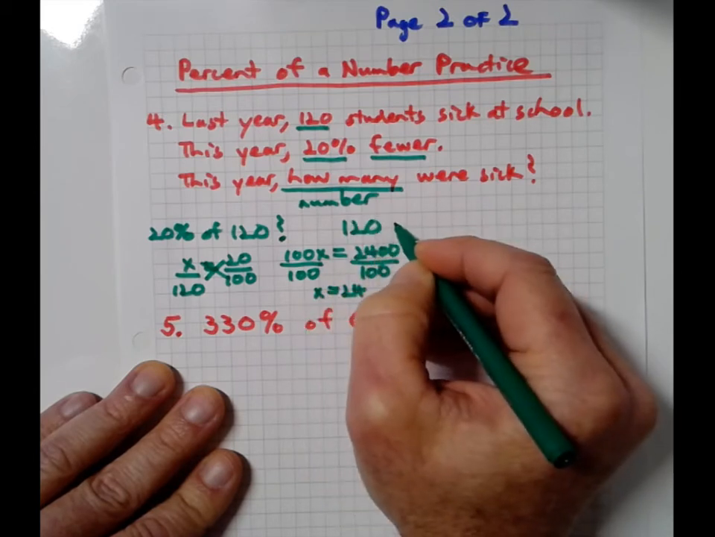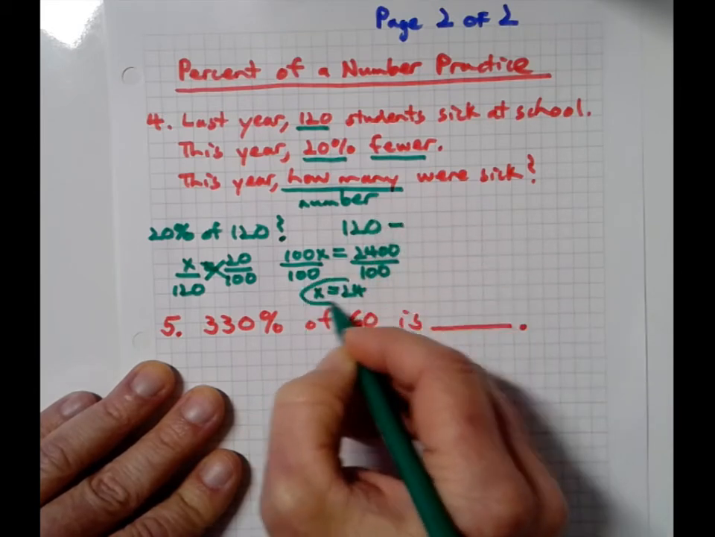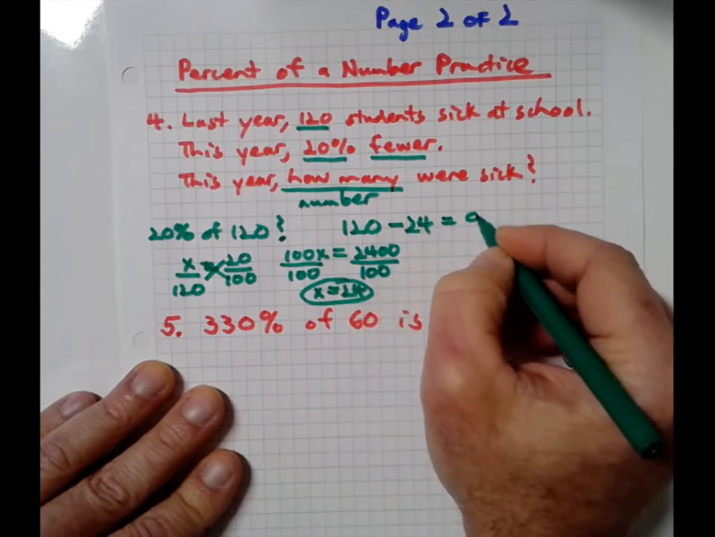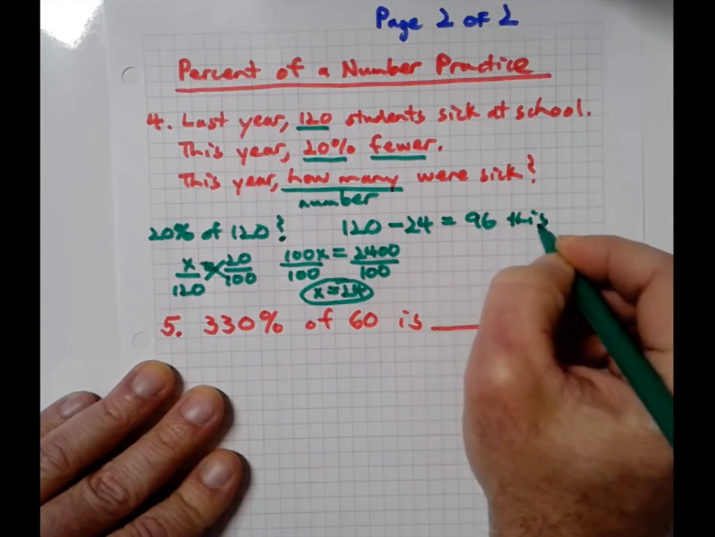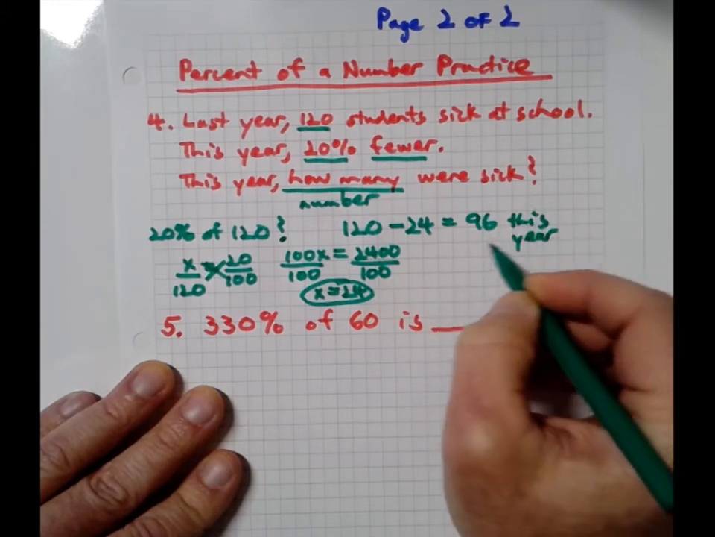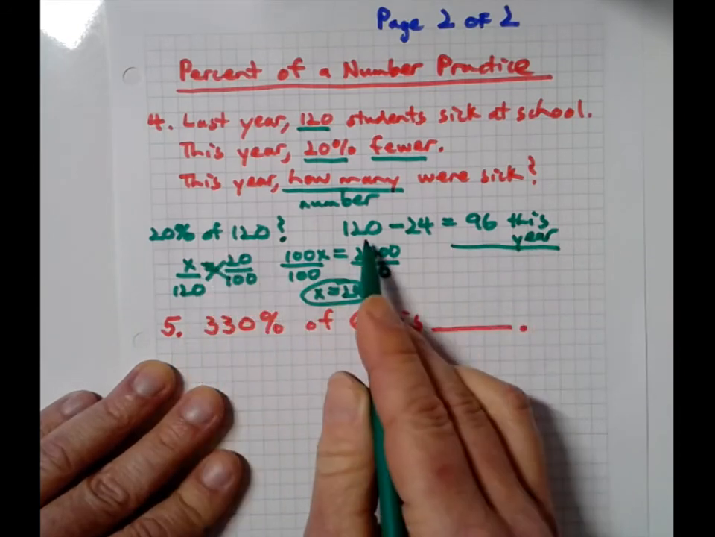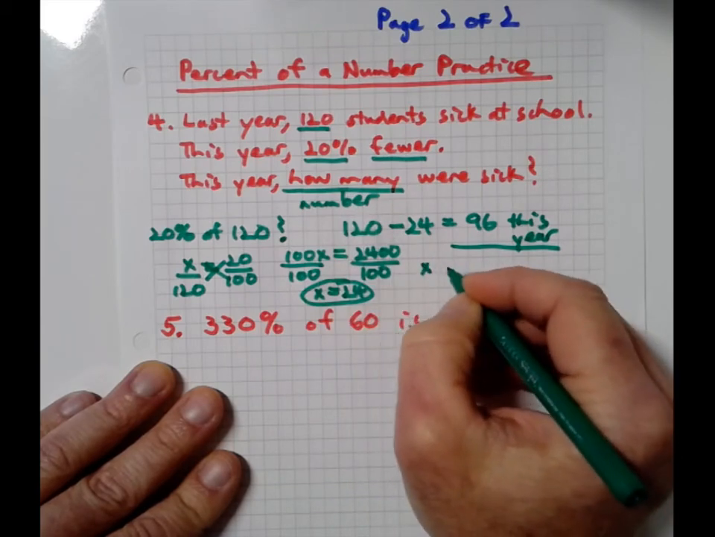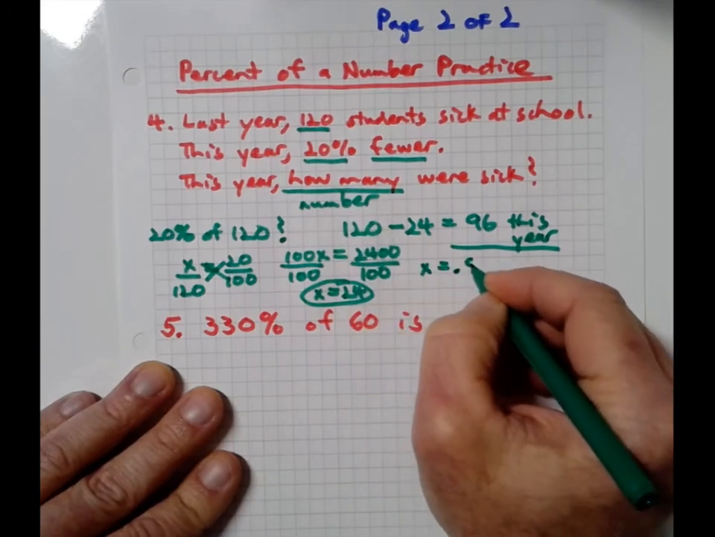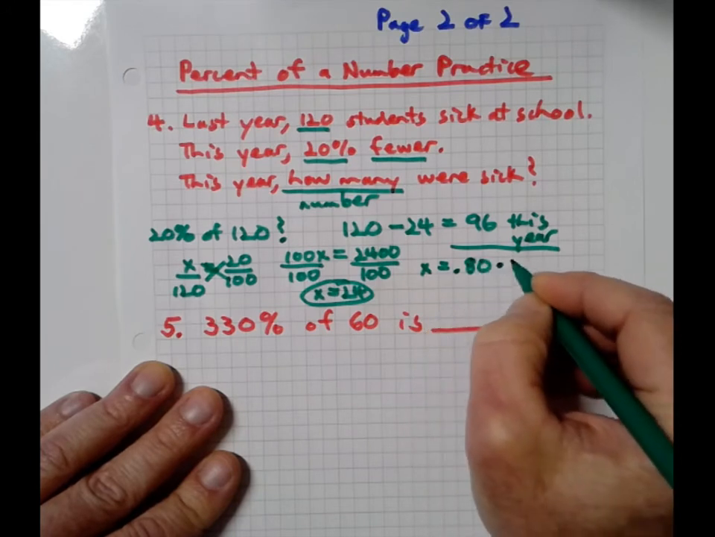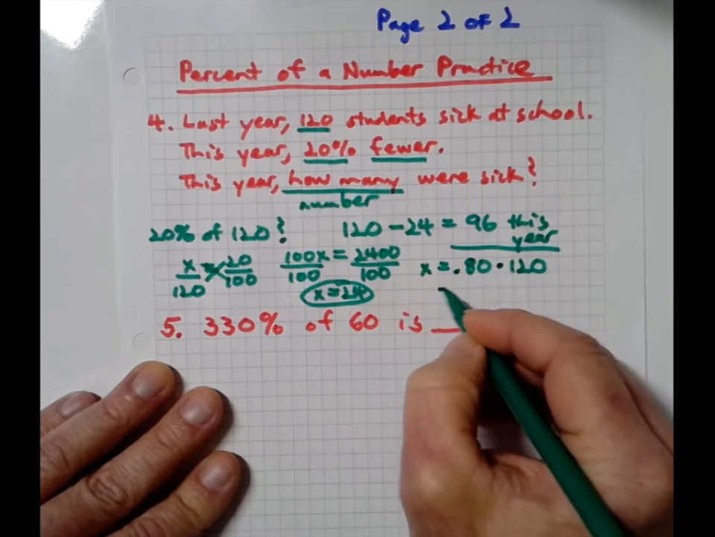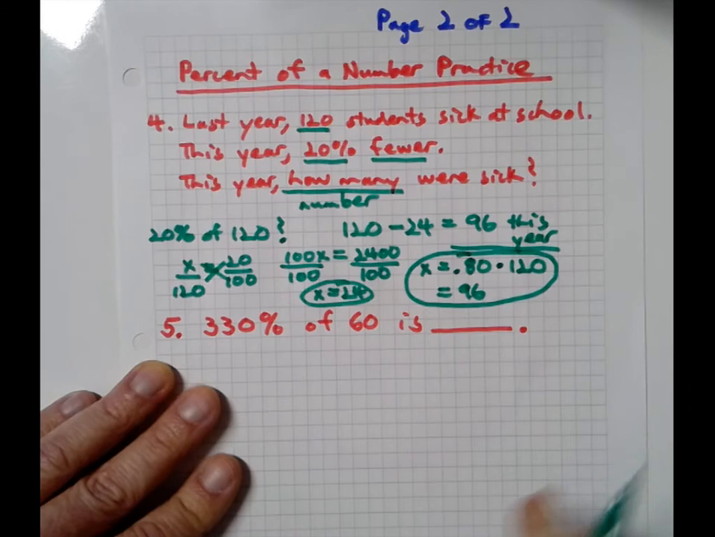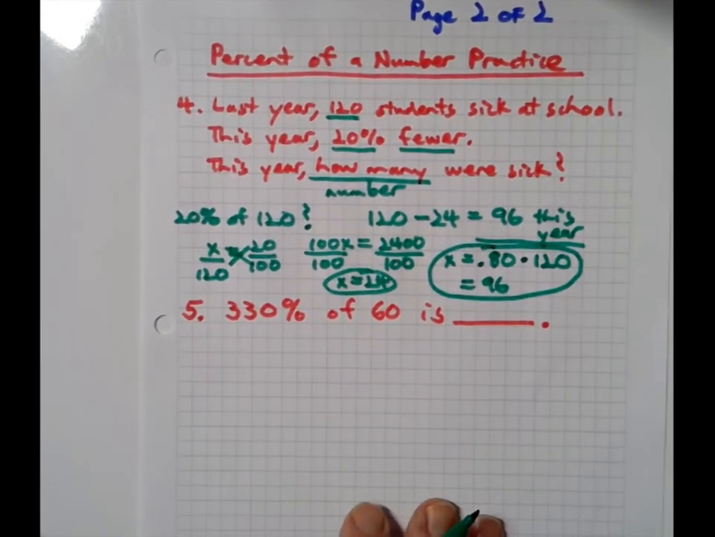So last year, 20% less this year. Another way to do that would have been, instead of subtracting here at the end, I could have said, what is 80% of 120? And guess what? We get the same answer. 2 different ways to attack, that's right, attack the same problem.